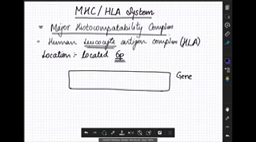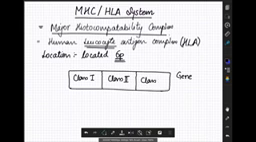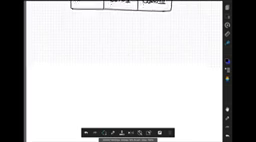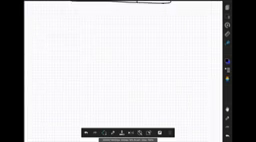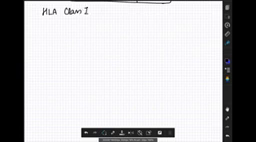So this gene is composed of three related groups of codes, composed of class 1, class 2 and class 3 group of HLA genes. So what do you understand by HLA class 1 gene? HLA class 1 group of genes.